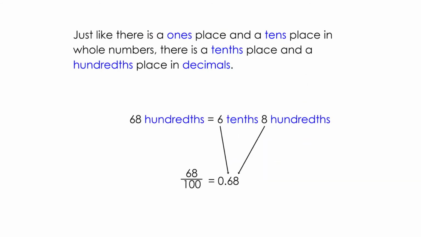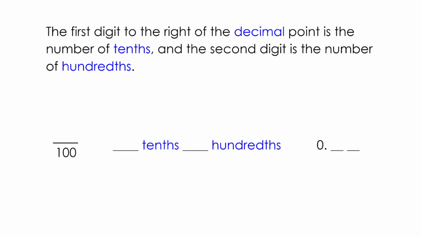Some more explanations. Just like there's a ones place and a tens place in whole numbers, there's tenths and hundredths in decimals. So this is what we have been working on the last 2 days. The first digit to the right of the decimal point is the number of tenths. And the second digit is the number of hundredths.